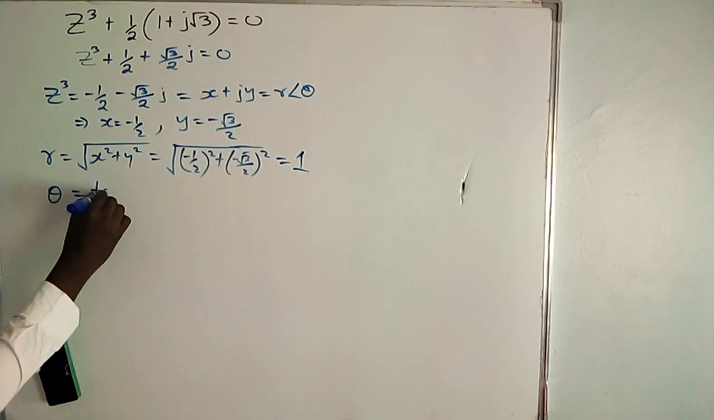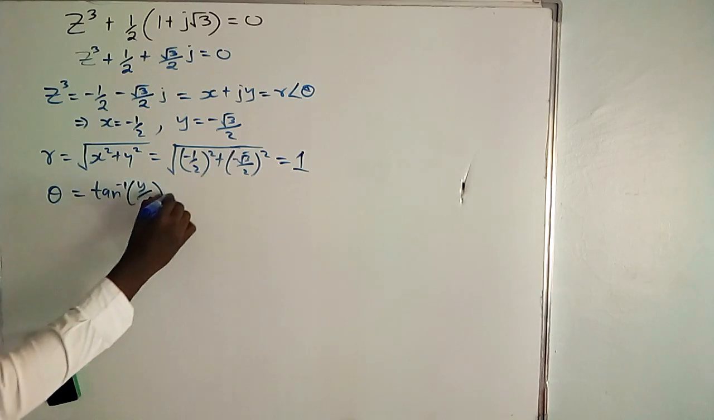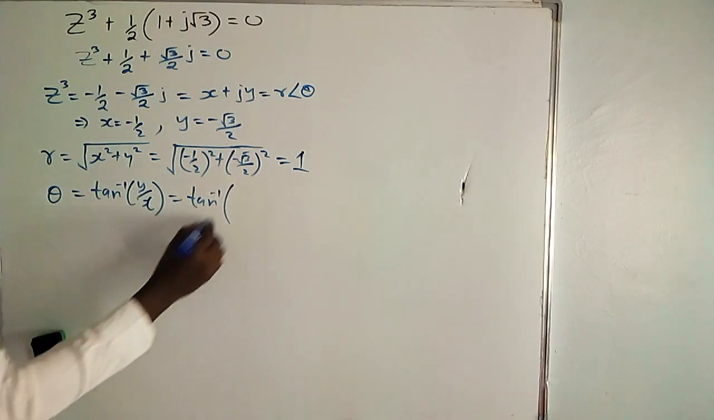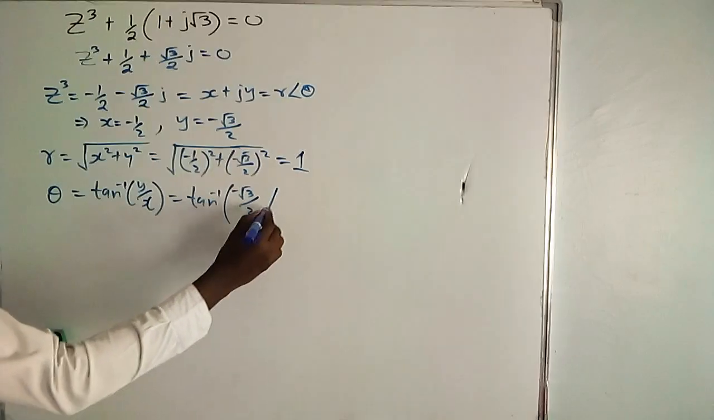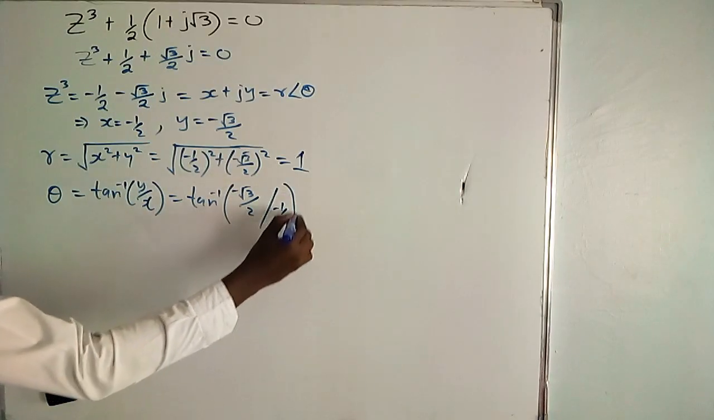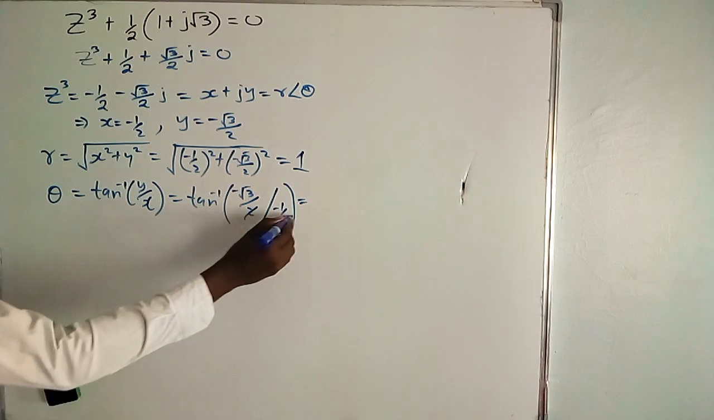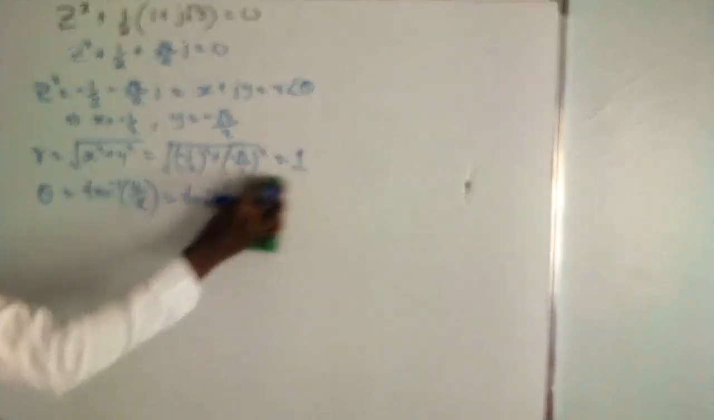After finding r, we look for theta. So theta is the tan inverse of y over x. So tan inverse of y over x is tan inverse of the y value, negative root 3 over 2, divided by x, negative a half. So negative goes with negative, a half in the numerator cancelled with a half in the denominator, so we remain with tan inverse of root 3.